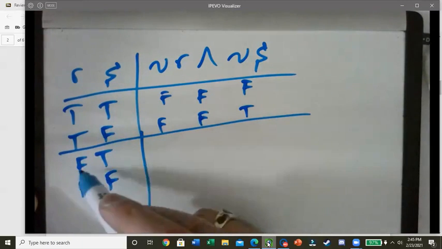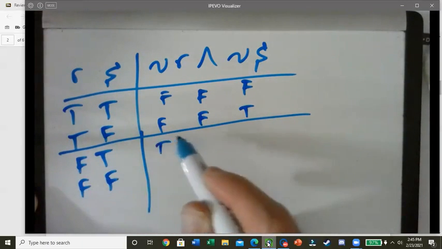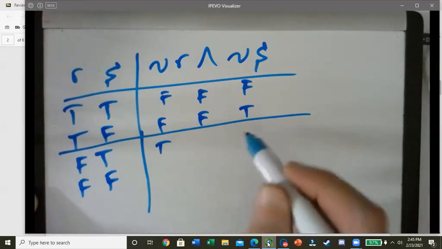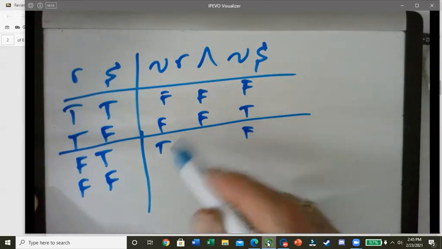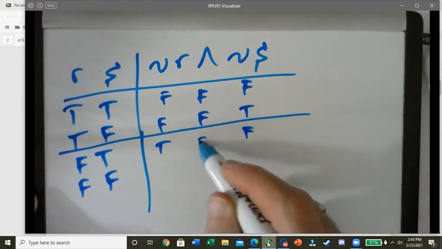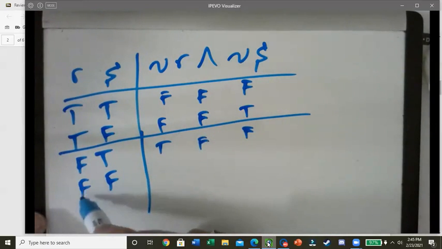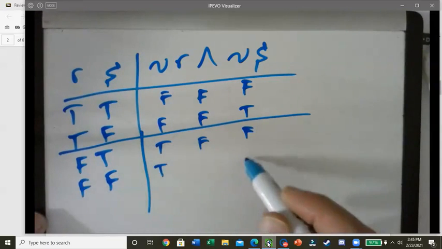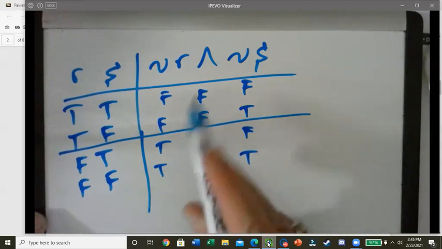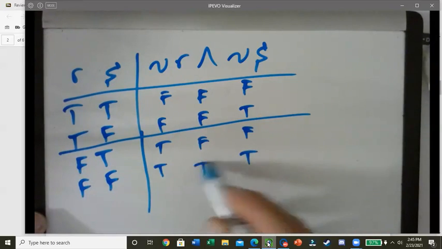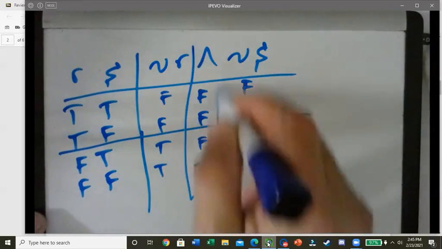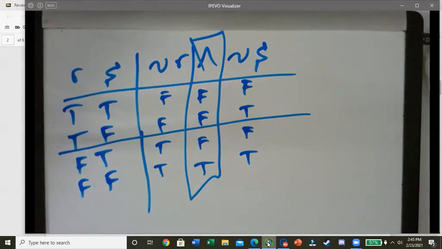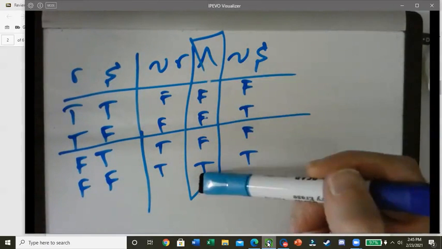So R is false, not R is true. S is true, not S is false. So true and false is still false. And if R and S are both false, so not R is true and not S is true. So true and true is true. So this is your answer. Okay. Now on the test, so your answer is false, false, false, true.